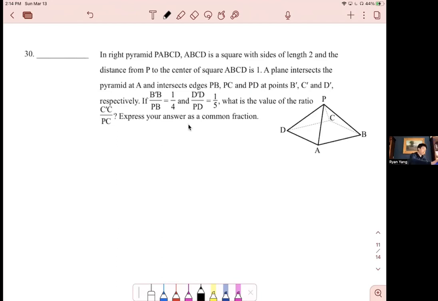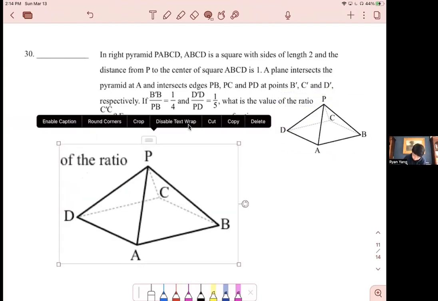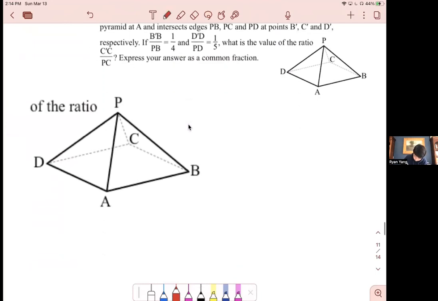Okay, so there might be a nicer solution, but the way I did this is I coordinate bashed it. So I'm going to make a little diagram. We label the points (1, 1, 0), (1, -1, 0), (-1, 1, 0), (-1, -1, 0), and (0, 0, 1) in X, Y, Z.